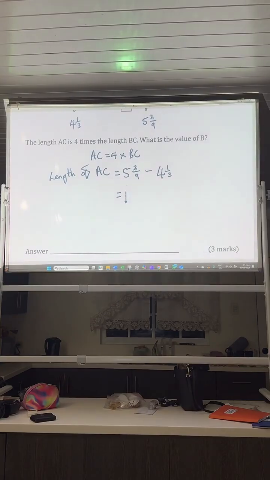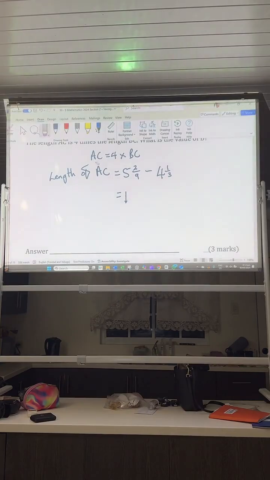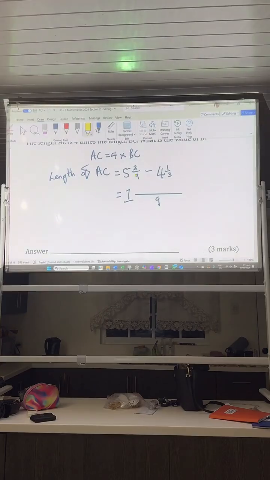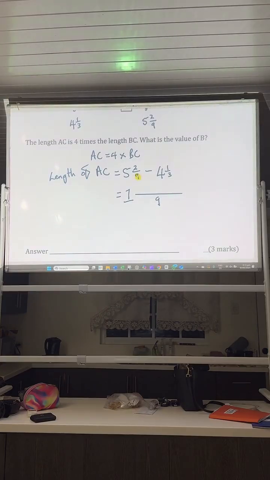Everybody good there? Okay, I put in a line here, and I'm going to find the LCM of 9 and 3. What's the LCM of 9 and 3? 9. Excellent. So 9 into 9. I'll put some color coordination here. Somebody does not understand in the chat.